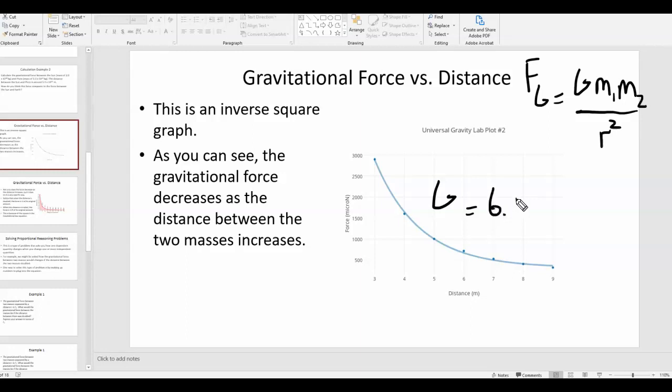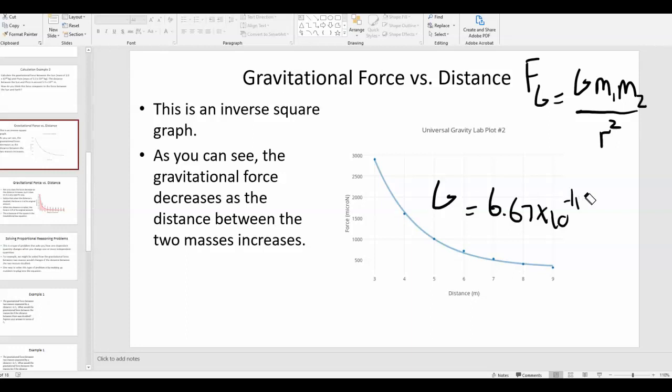where G is called the gravitational constant, and the value for that is about 6.67 times 10 to the negative 11. M1 and M2 are the masses of the two objects that you're calculating the force between, and then R is the distance between mass 1 and mass 2. Okay, and so this type of relationship, as you can see from the equation, because you have distance squared on the bottom, is what's called an inverse square relationship.